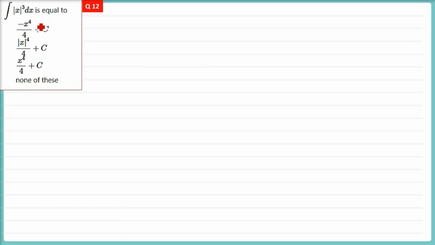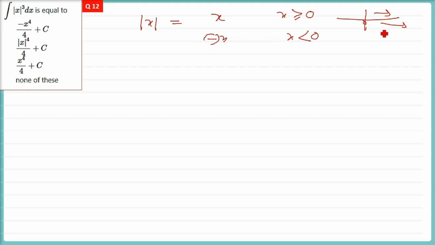Now this modulus x whole cube, I hope you have a very fair idea about modulus x. Modulus x is x if x is greater than or equal to 0, that is x is a positive number, 0, 1, 2, 3, 99, 99,000 like that. But if it is less than 0, that is negative 2, negative 99, you have to put a negative to make it positive. That's why you have negative x, because modulus x will always give you positive values. So if x is less than 0, you ought to have a negative in front of that. You cannot have a negative value.